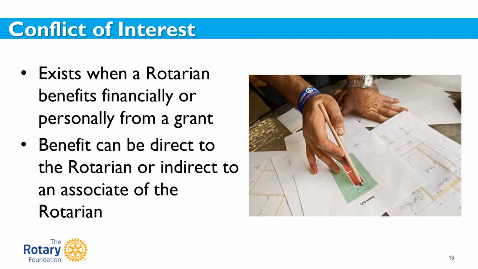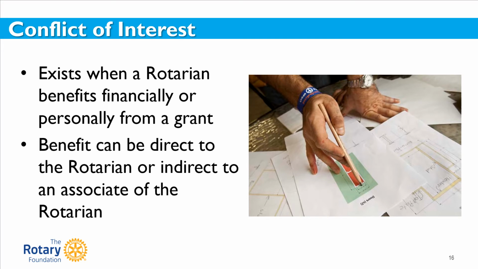Financial benefits could include receiving grant funds for being a project manager or receiving grant funds as a vendor for the project. Personal benefits could include receiving a promotion, getting business referrals, or gaining publicity or improved social standing. Associates can include family members, friends, other Rotarians, personal acquaintances, colleagues, and business partners.